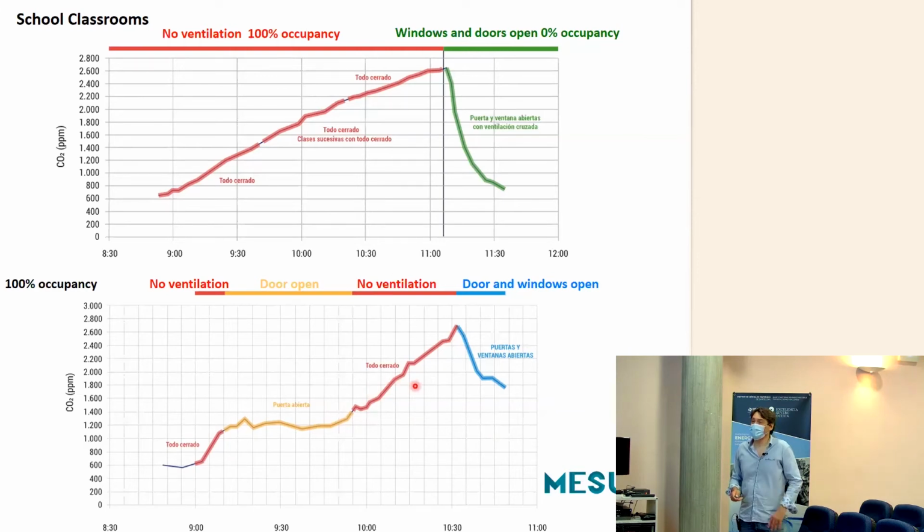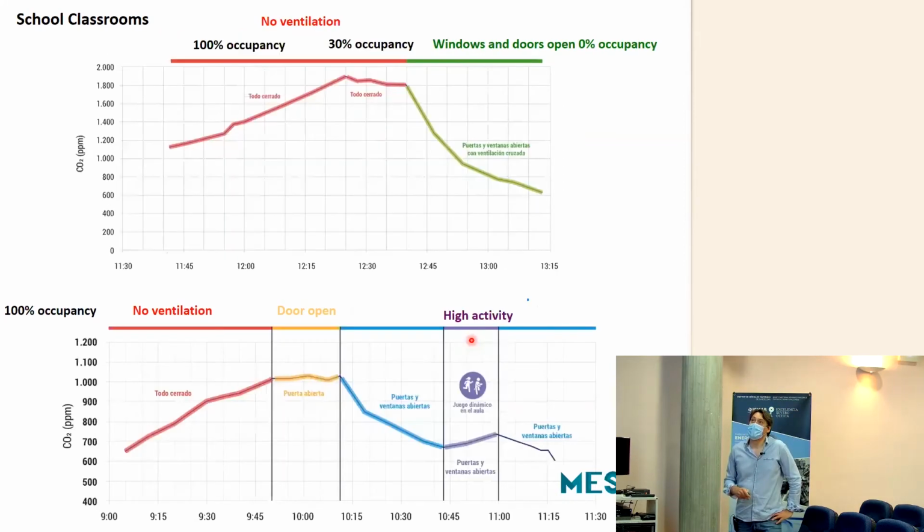Then they close again. I don't know why they do that. They close again and it goes up. And then with the people inside, they open the doors and the windows and we can see how it goes down. So ventilation works, and with the CO2, we can test the ventilation that we have in the room. Let's see a couple more examples.